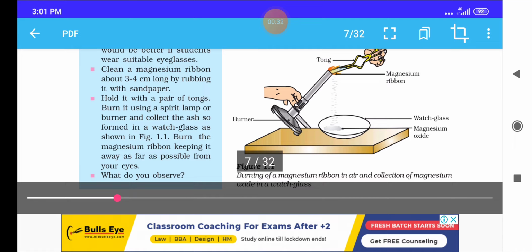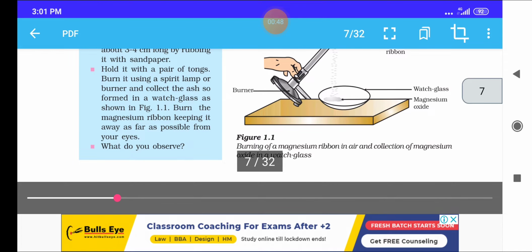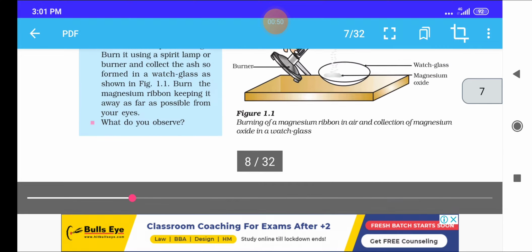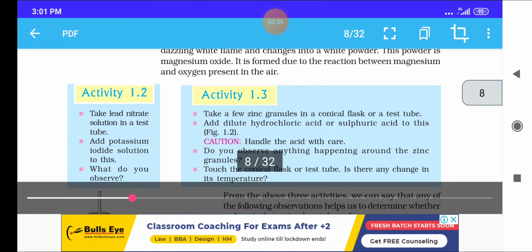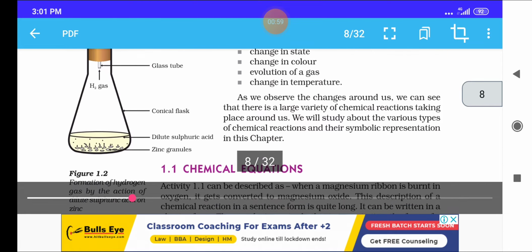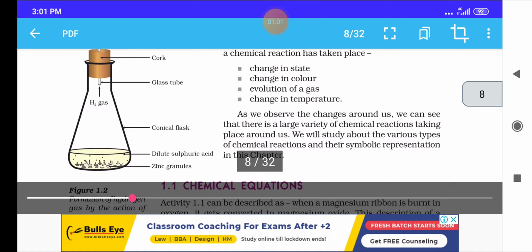When the magnesium ribbon burns with the oxygen to form magnesium oxide, that with the water, magnesium oxide reacts with water to form magnesium hydroxide, that is tested with the red litmus turns to the blue, shows that magnesium oxide is basic in nature, and the residue collected upon the watch glass is white in color, and the magnesium burns with the white flame.